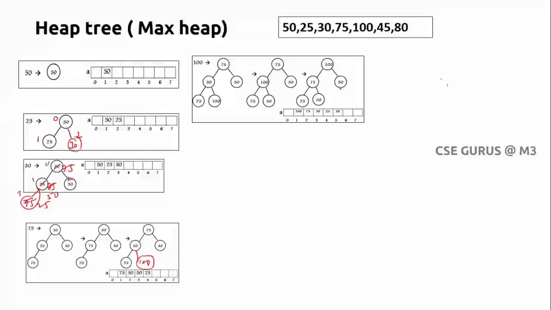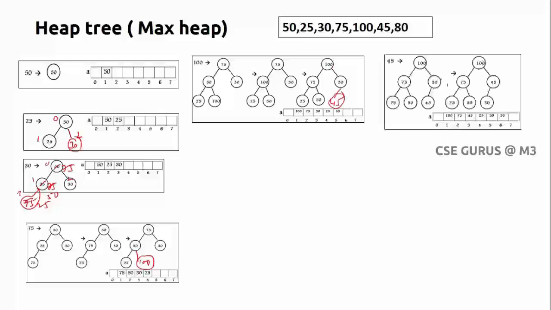So where is 45 to be inserted? Here, right? The left of the parent 30. Now you can see, is it following the max heap property? No. 45 is greater than 30, so swap it. So 45 will come here. Now 45 with 100, is 45 less than 100? Yes, true. So no need to swap here, right?